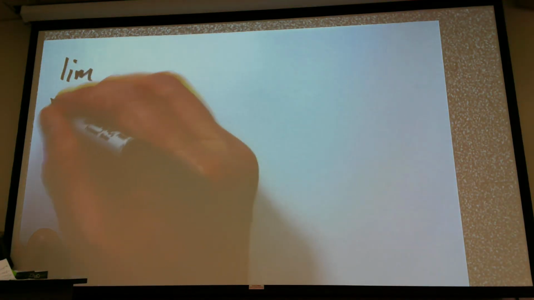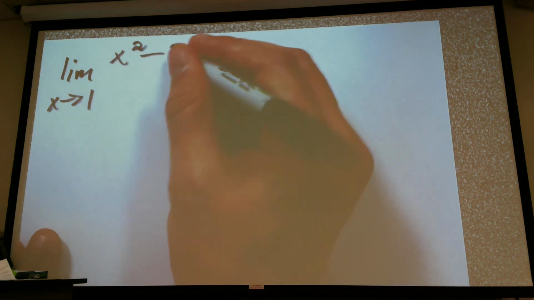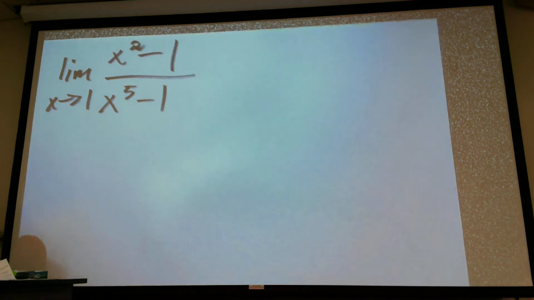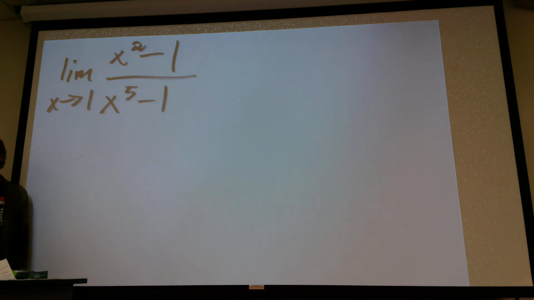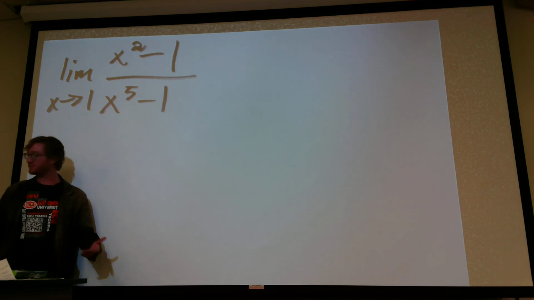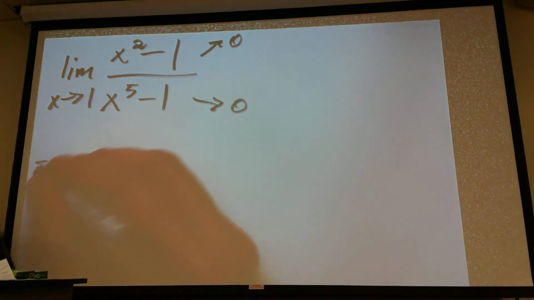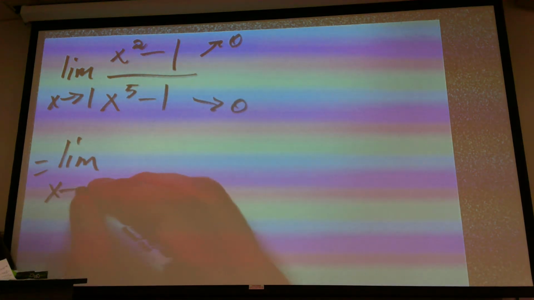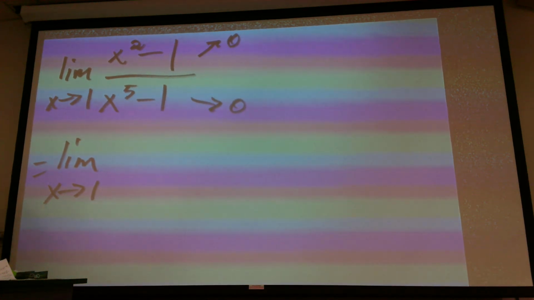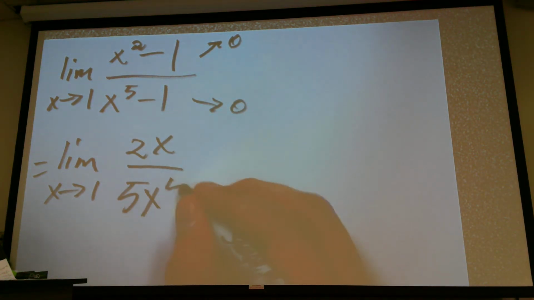The limit as x tends towards 1 of x squared minus 1 divided by x to the 5th minus 1. All right. Now, the top of this problem looks like 1 minus 1. The bottom of this problem also looks like 1 minus 1. Both of them are going to 0. So, that's going to 0. That's going to 0. This is going to equal the limit as x tends towards 1. Okay, so the 1s are going to go away because they're derivatives of constants. This is going to become now 2x divided by 5x to the 4th.